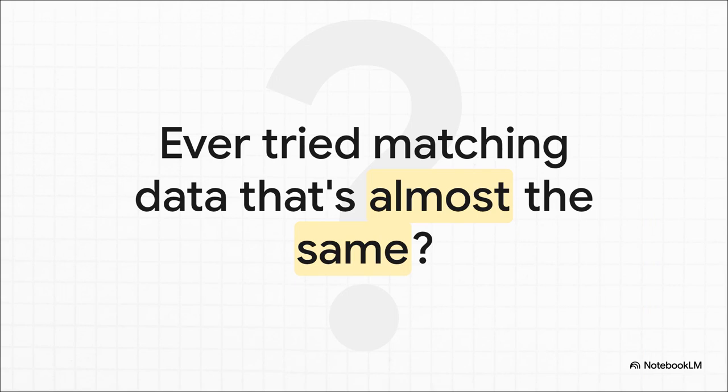So, have you ever been in this situation? You're looking at two lists, and you just know that John Smith in one list is the same person as Jonathan Smith in the other. But to your computer, they're complete strangers. And that tiny difference is one of the most common frustrations in the world of data.